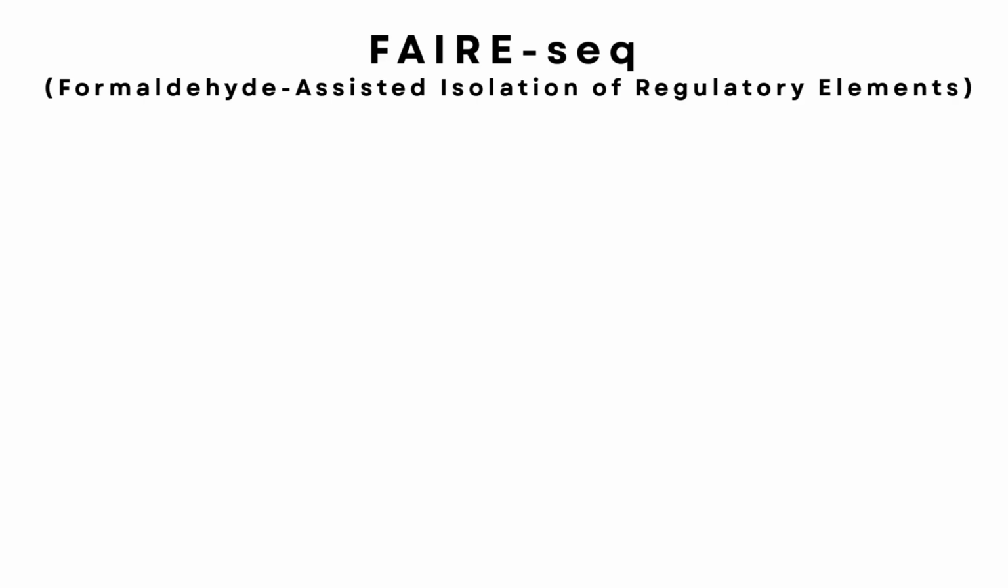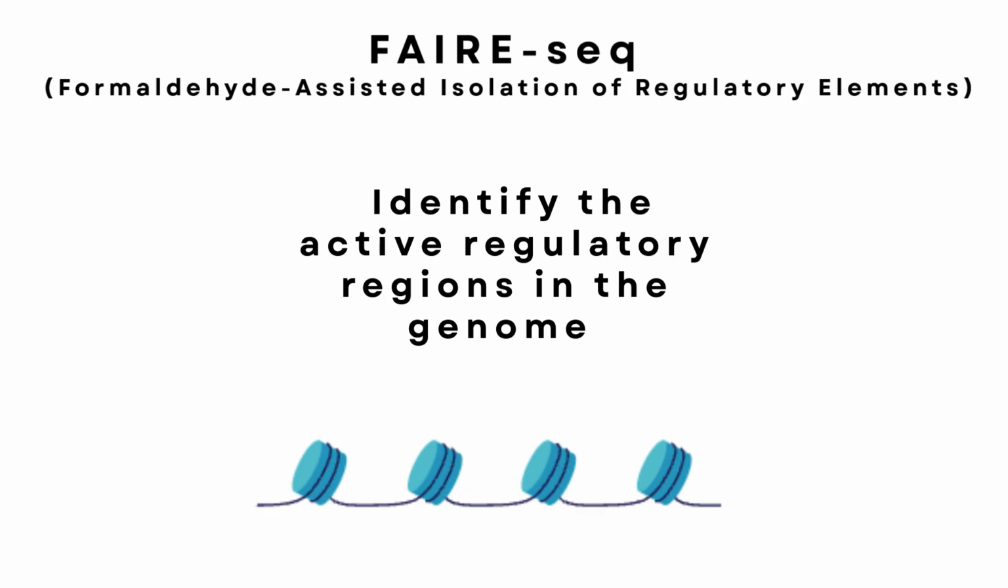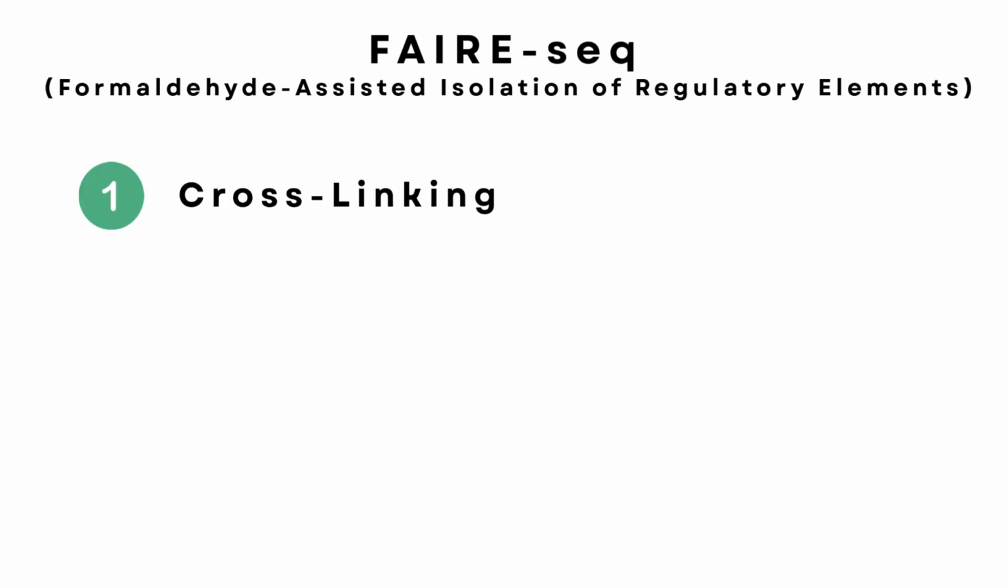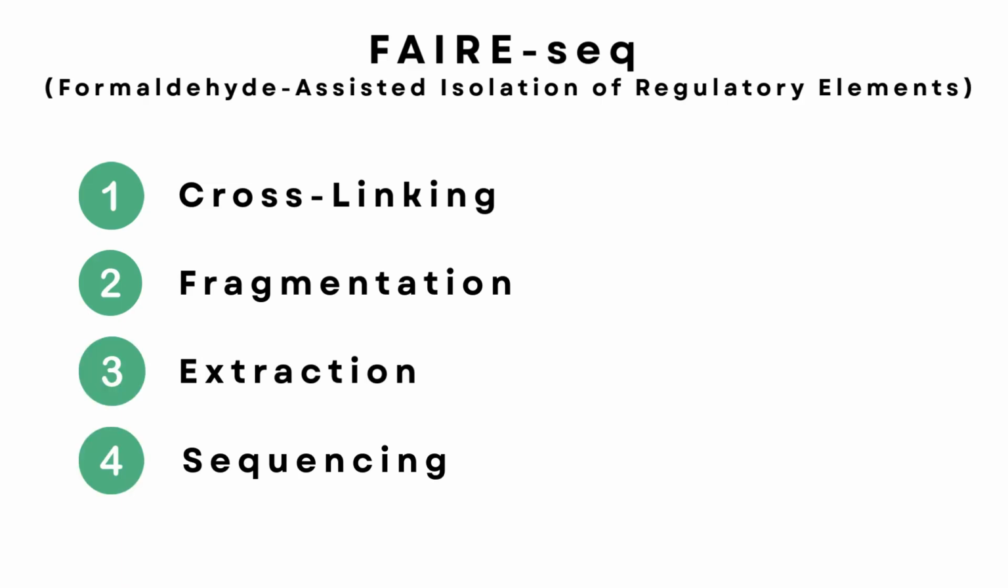FAIRE-seq, which stands for Formaldehyde-Assisted Isolation of Regulatory Elements, is a useful method to help identify the active regulatory regions in the genome. Regulatory elements are non-coding sequences in a genome that control when, where, and how much a gene is expressed. This method is carried out in 4 steps: cross-linking, fragmentation, extraction, and sequencing.